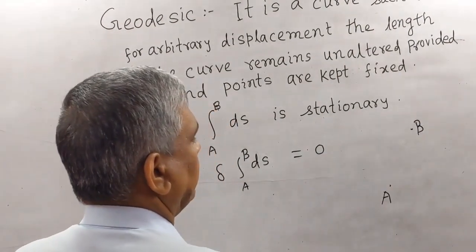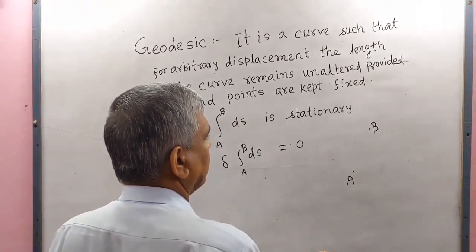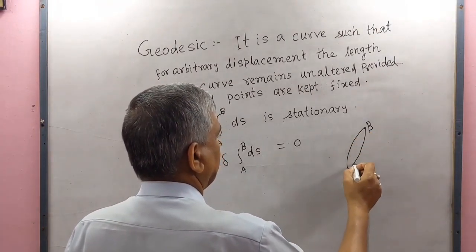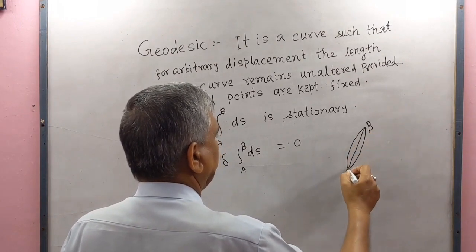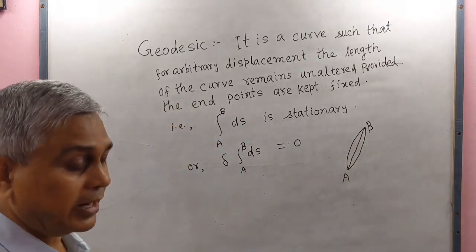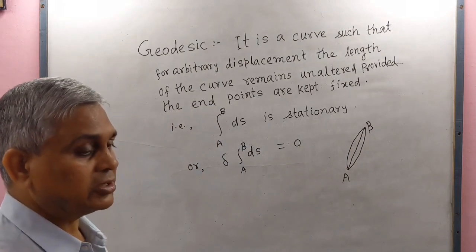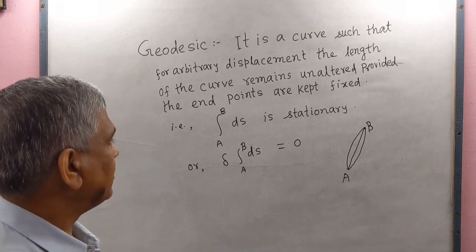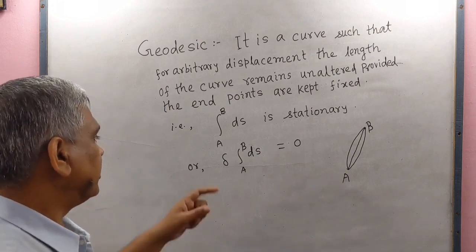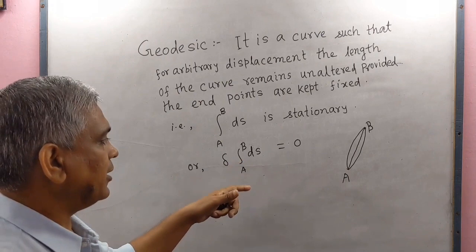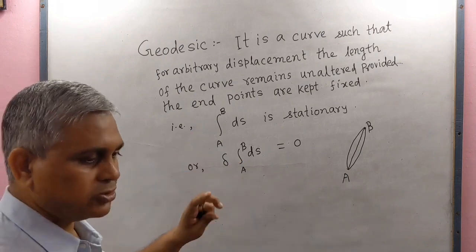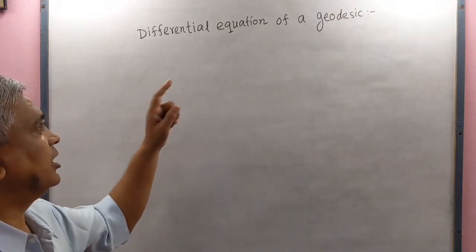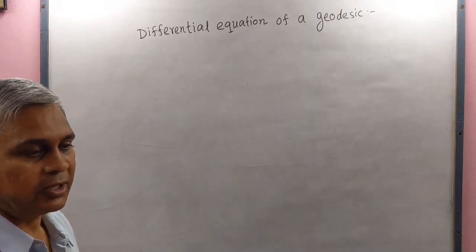We may take 2 points A and B. We may draw different curves from A to B. This curve, this curve. But geodesic is that curve which is unaltered. That means extremum. That means the derivative of the length of the curve is 0. It does not change. Now we shall find the differential equation of a geodesic.